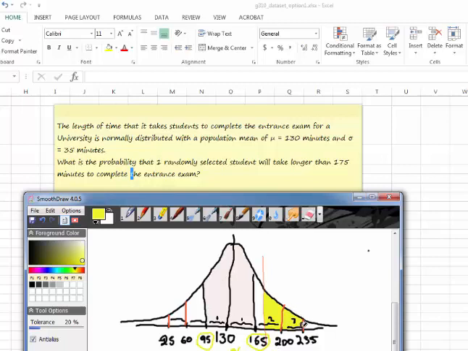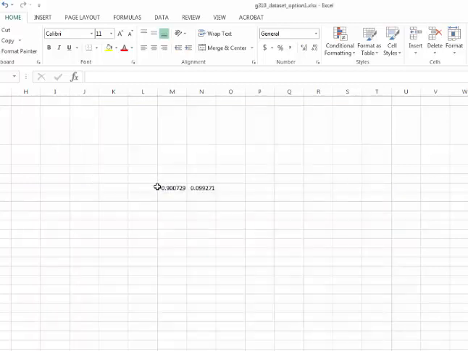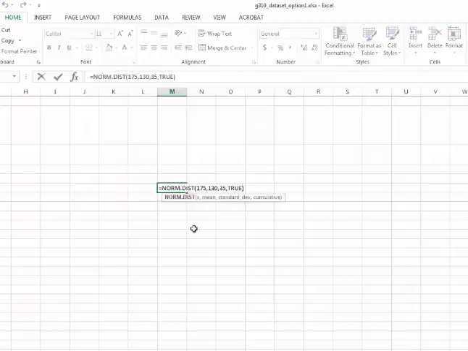How do I calculate that? Well, you have to know the formula. Or if you don't want to remember the formula, you can use Excel. By using Excel, you will use this formula, norm.dist. This is the formula that you want to use. The formula has 4 arguments.